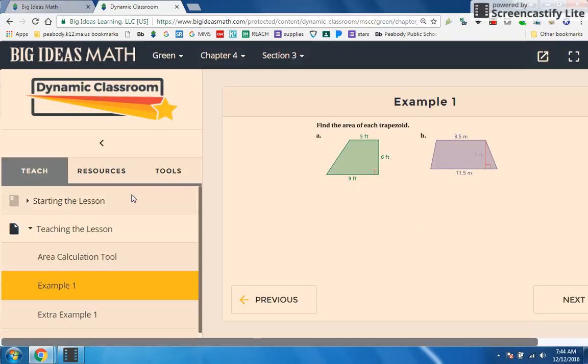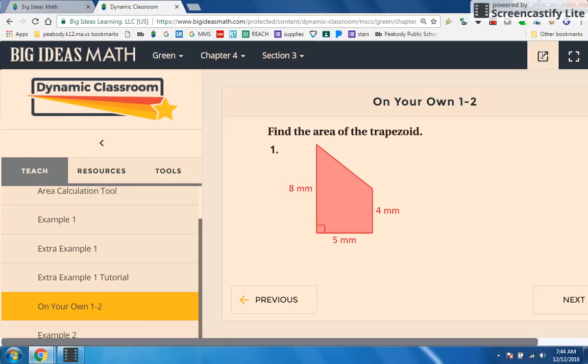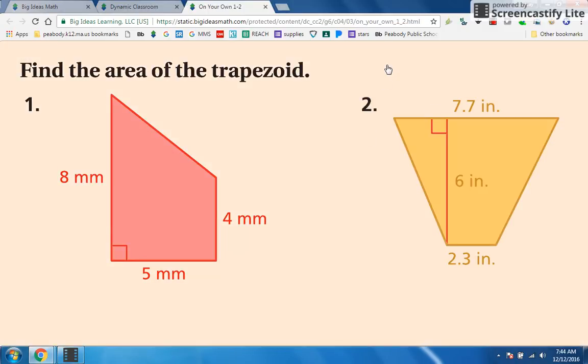Okay, so now I'm going to give you one to try. I'm going to have you try these two. So pause and try these two. Remember, when you're multiplying by decimals, you just multiply like normal and then count how many numbers are to the right. So pause and try these two.